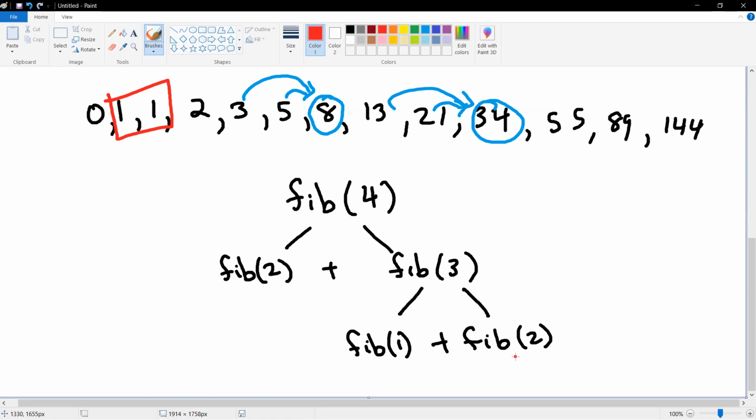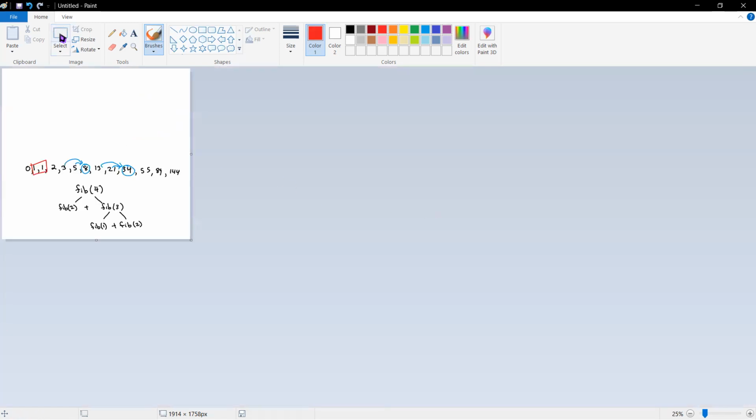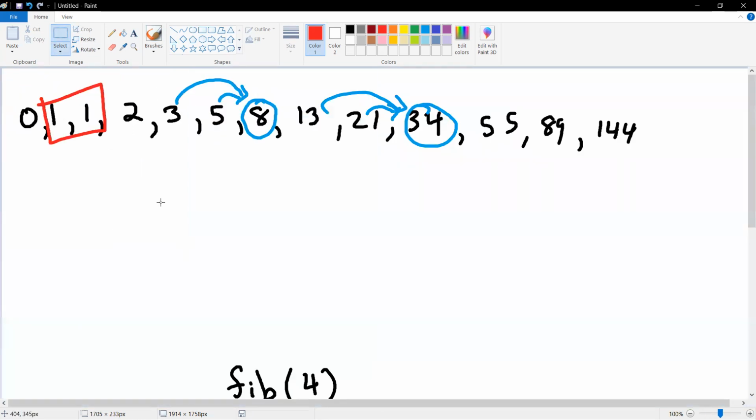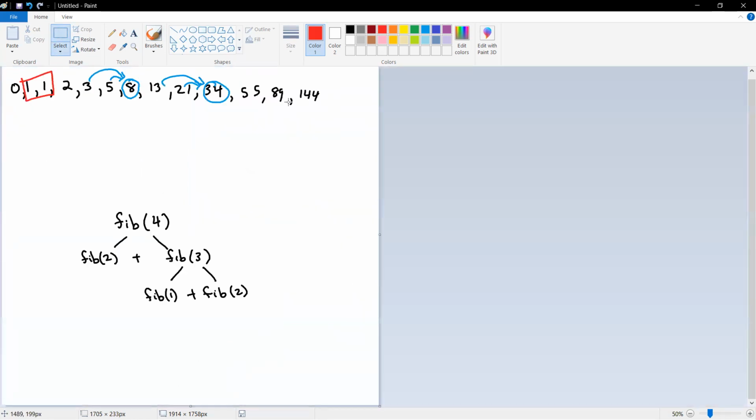If we wanted to calculate Fib5, notice I'm going to move everything up a little bit so we have room. And I'm going to maybe move this all the way to the top and zoom back in. So if we wanted to do Fib5, there's a little bit more work. Fib5 up here.